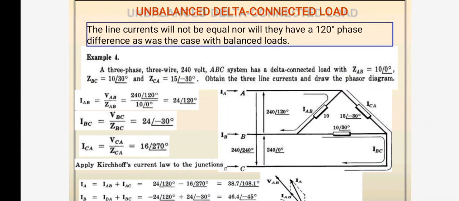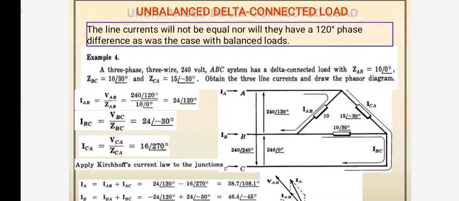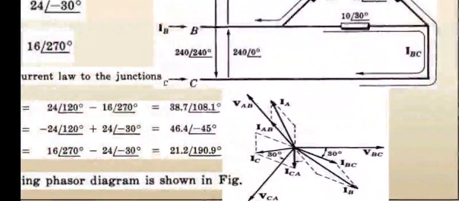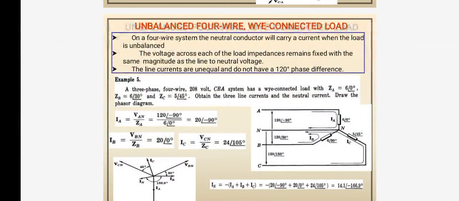Even if they are 120 degrees apart from each other, the currents of the corresponding loads are different. That means the magnitudes of the corresponding loads are different. From the phasor diagram you can see here the lengths of IA, IB, IC are different. That's why this is called an unbalanced load. So this is the delta connection and this is the star connection. Generally, I told you delta connection is used only for a balanced circuit, and star connection is used for the unbalanced connection.